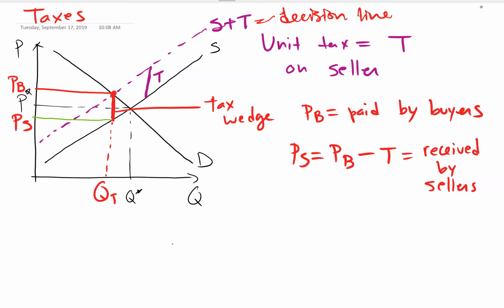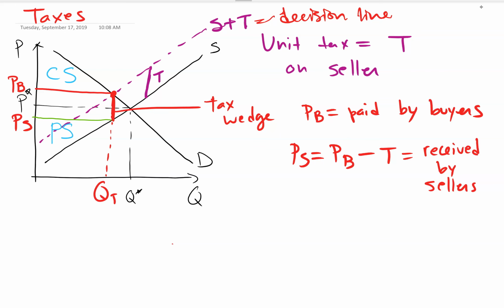We can finish this real quick, and then we'll come back to it in a little while. Let's label some areas. The buyer is paying PB. Remember, to find consumer surplus, we go below the demand curve and above the price. They pay PB, so this triangle up here is their surplus. And then the producer is receiving this PS.